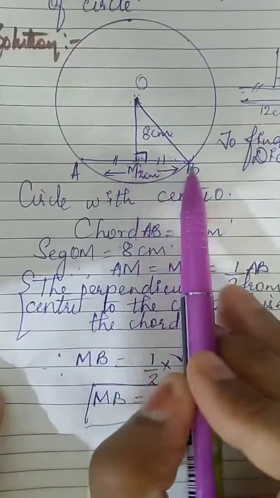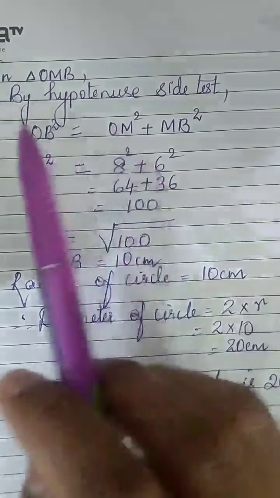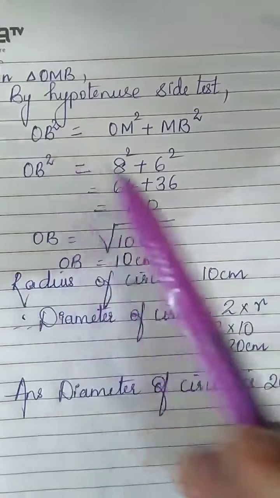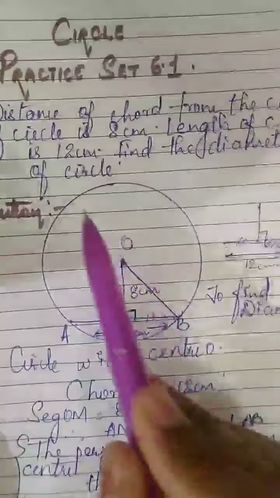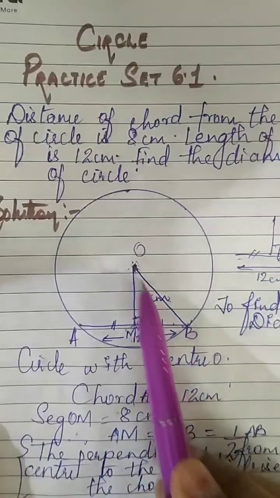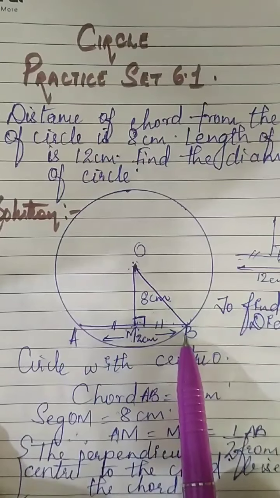Then I told you to take this triangle OMB. See, I have written the remaining steps here. In triangle OMB, by the hypotenuse side test, hypotenuse square. So for this circle, you have this right angle triangle OMB. Hypotenuse is OB, so OB square is equal to OM square plus MB square.